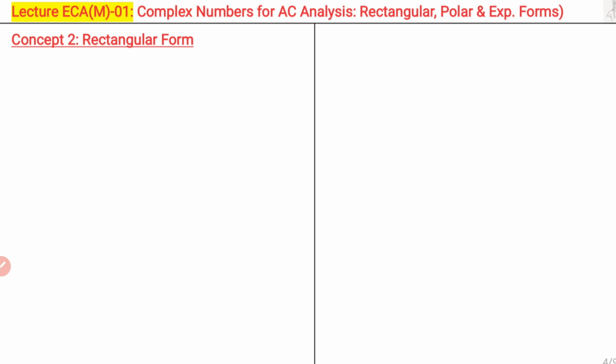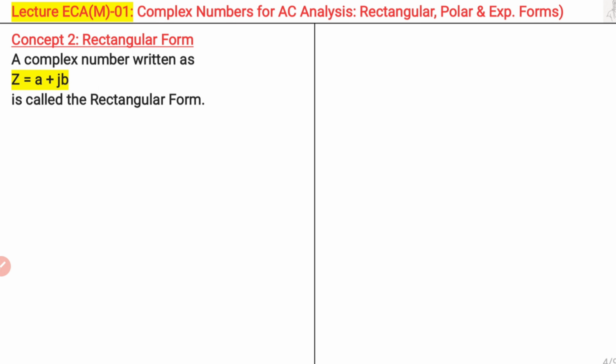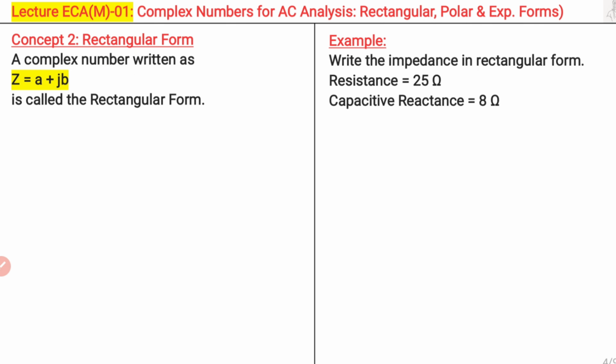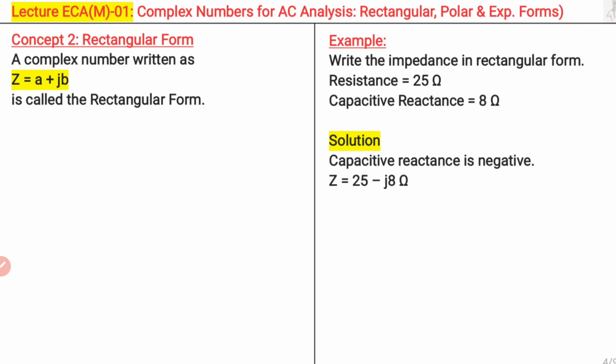Concept 2, that is rectangular form. The complex number which was written mathematically as Z is equal to A plus jB is simply called the rectangular form of complex numbers. See with an example. So if you have an impedance with a resistance of 25 ohms and a capacitive reactance of 8 ohms, then your question is to represent it in rectangular form. So pause the video and solve it. Since the capacitive reactance is represented by multiplication with negative j, therefore the rectangular form becomes Z is equal to 25 minus j8 ohms.